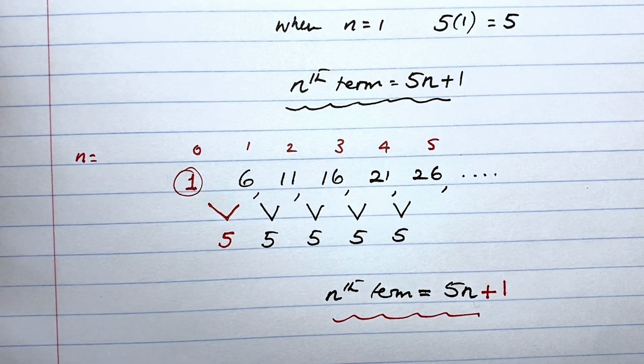So I add the 0th term to my formula. So this is now a complete formula for the nth term of an arithmetic sequence.